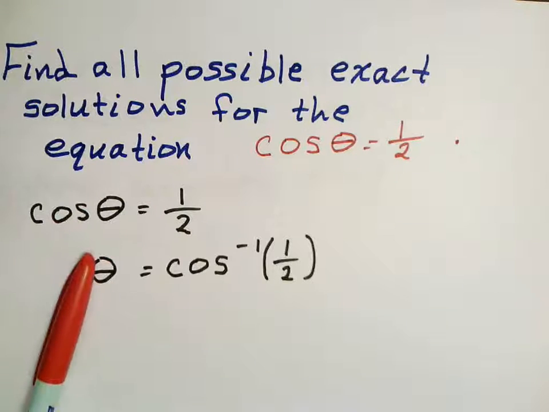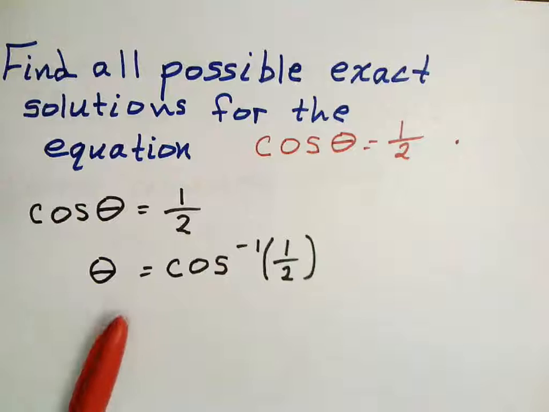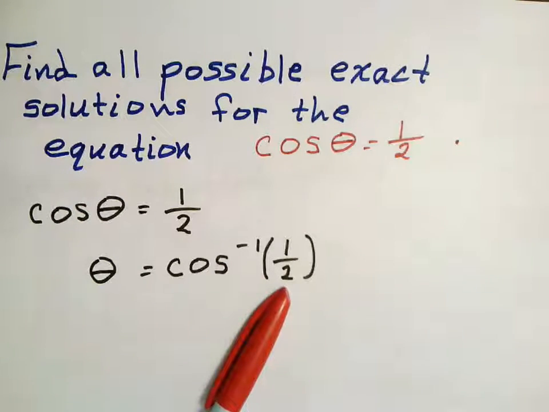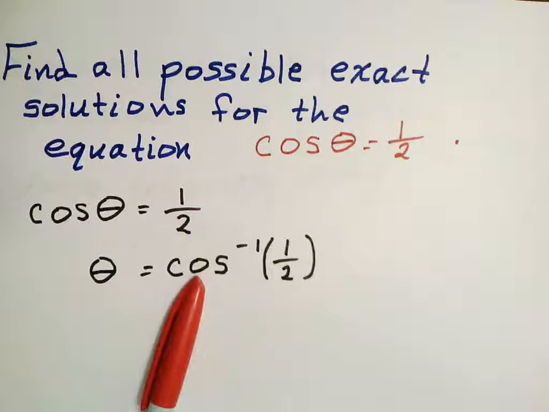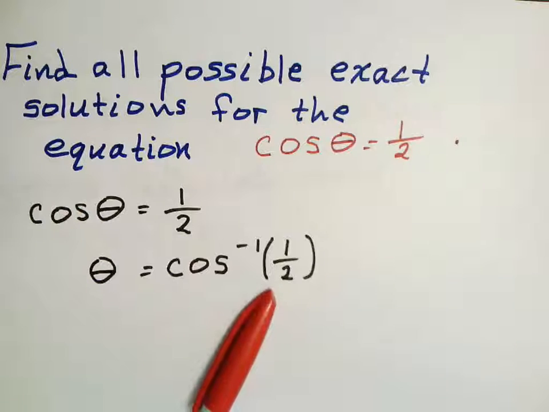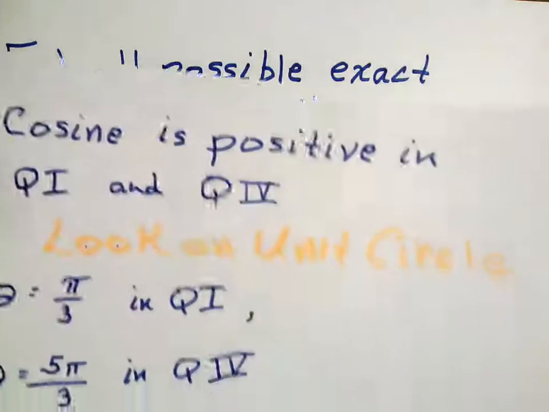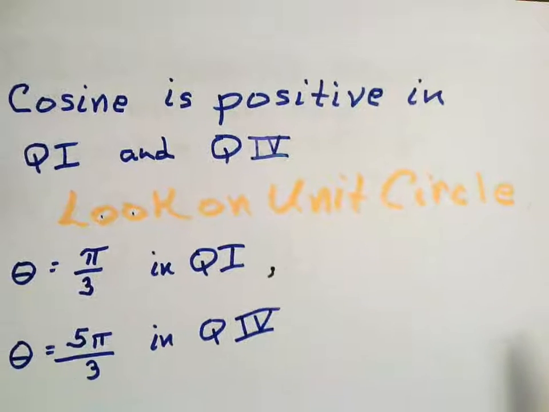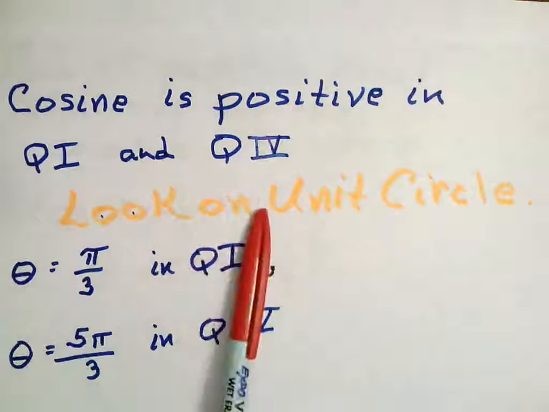Well, we're going to solve for theta using our inverse trig functions. Theta is equal to inverse cosine of 1/2. And remember, we use inverse trig functions when we're looking for an angle. Cosine is positive in the first quadrant and the fourth quadrant. Here I've just written down what I just said. Cosine is positive in the first and the fourth quadrants.